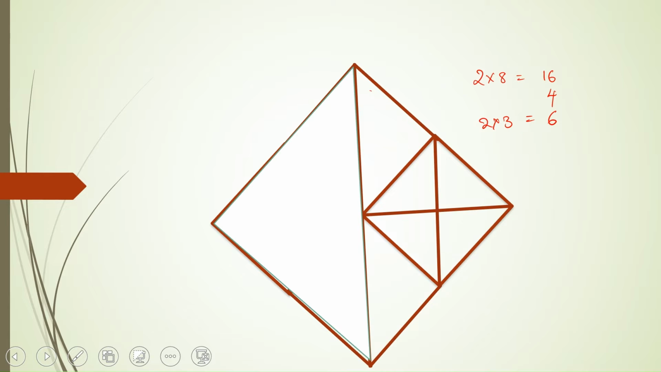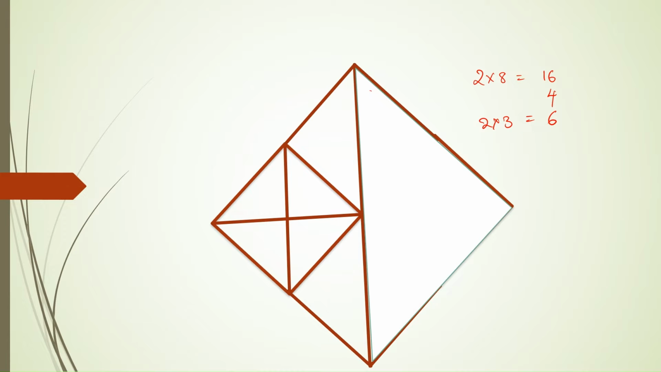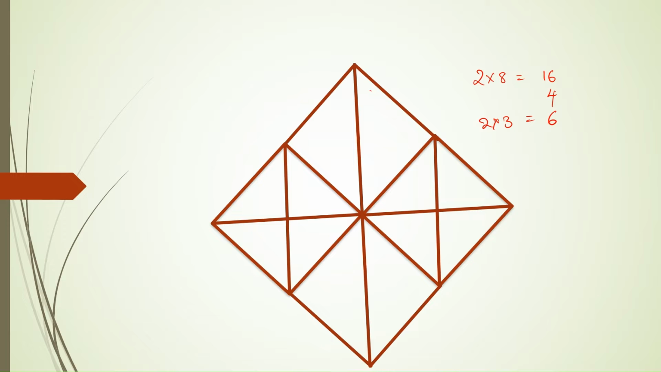And we also have 1 and 2 more triangles like this. So we'll add those 2 triangles as well. Add these things and we'll get 28. This figure has got 28 triangles.